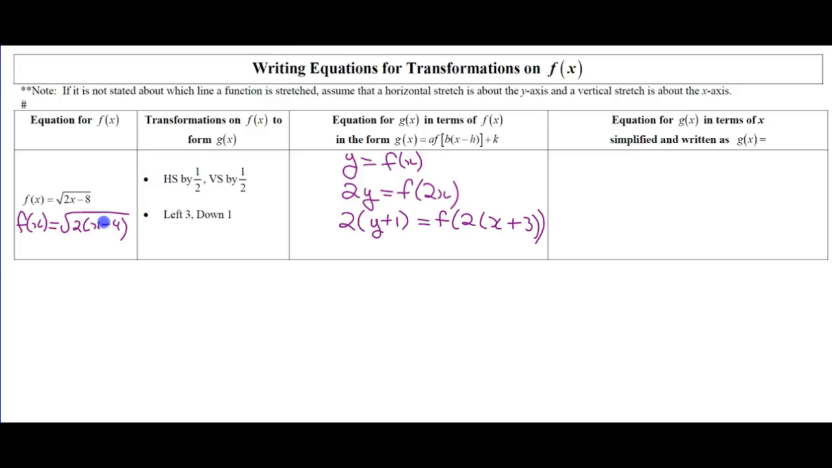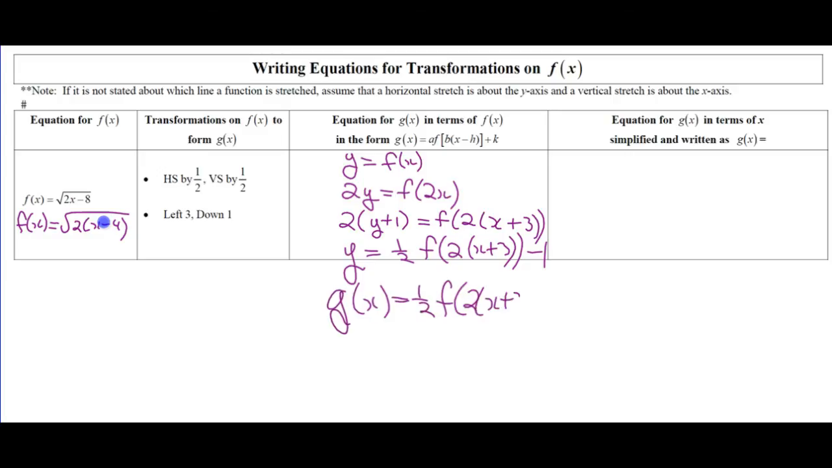Well, what I could do is isolate the y. So let's multiply both sides by a half. So y plus 1, well, we could do the minus 1 afterwards. So y is equal to 1/2 f of 2 bracket x plus 3, and then that would have been y plus 1, I'm going to move the 1 over to be minus 1. Okay, but we want g of x: 1/2 f of 2 x plus 3 minus 1.